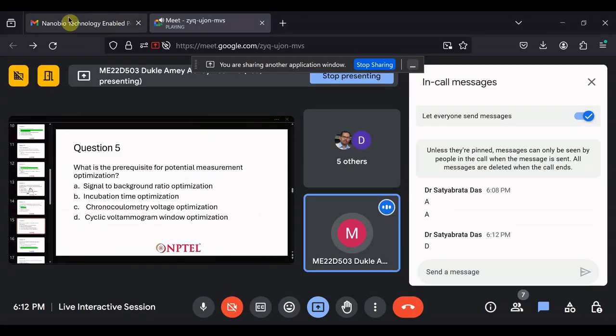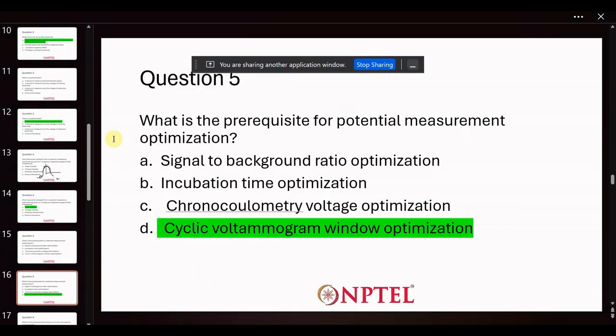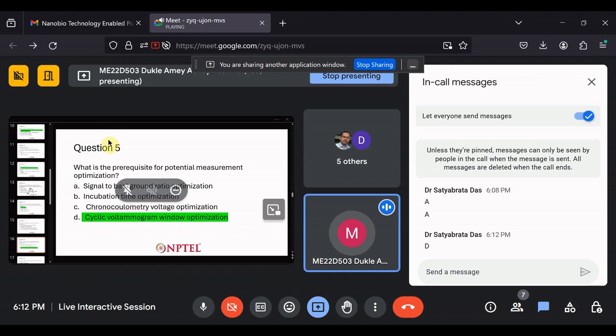What do you think will be the answer? Yes. So the answer is cyclic voltammogram window optimization. Any questions?